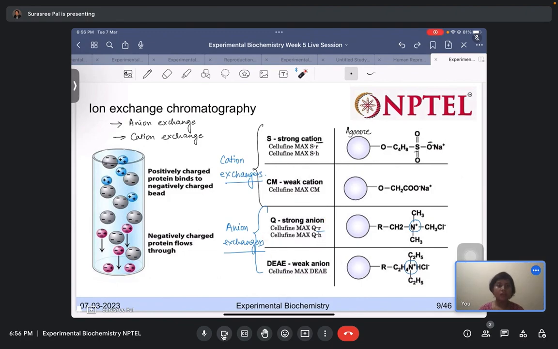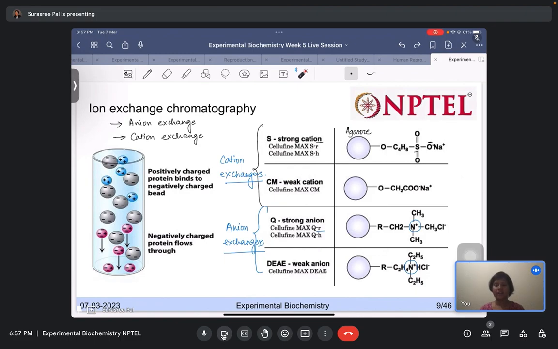So what will happen is that anionic proteins will bind to this resin, and the positively charged proteins, the cationic proteins, will come out in the flow through. Now for elution of the anions, again we need to pass a buffer which has a higher ionic strength of salt, which will displace the protein. So higher ionic strength cation or higher ionic strength anion will displace the protein molecules, and the protein molecules will be eluted out from the column.